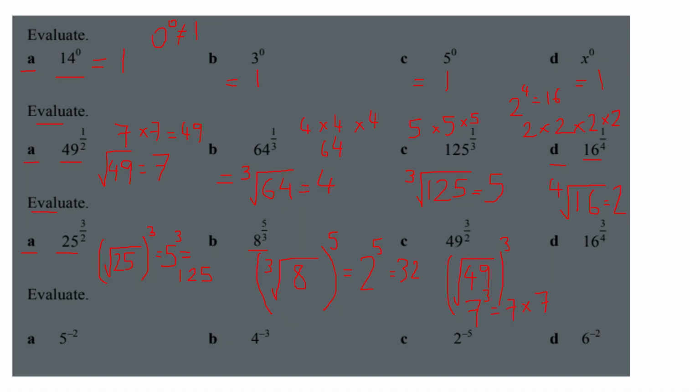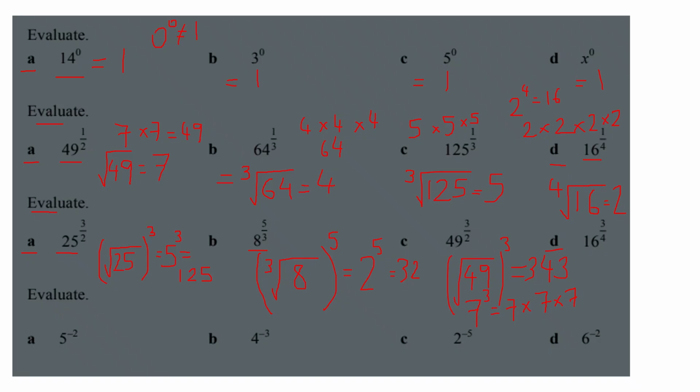Well, 7 times 7 is 49, and 49 times 7 gives you 343. Sorry, I did it quickly on my calculator. You can obviously work it out in your head if you want to, or on paper. But 7 times 7 is 49, and 49 times 7 gives you 343.